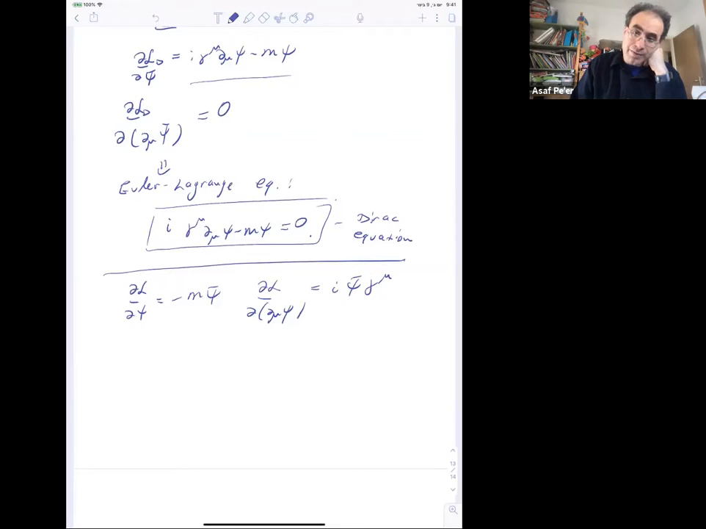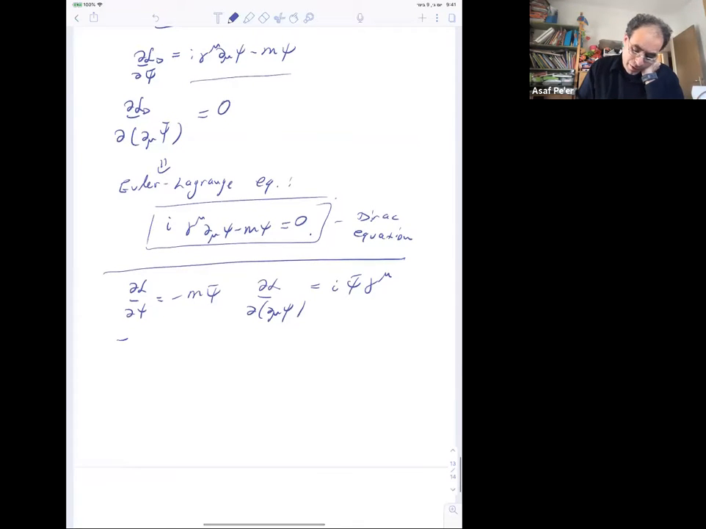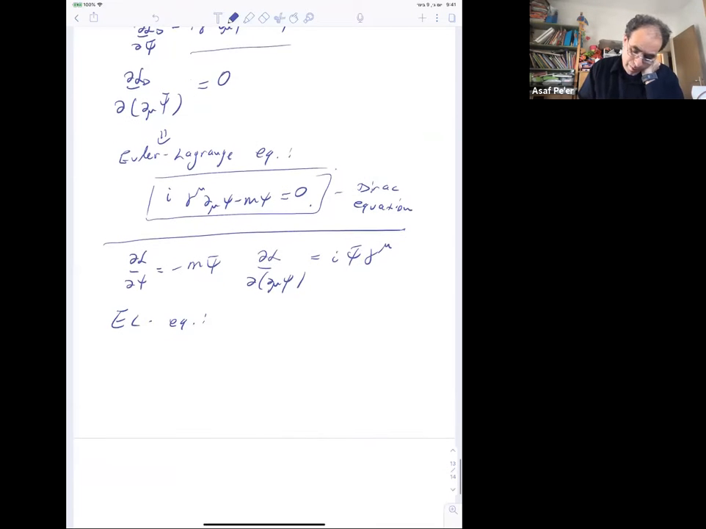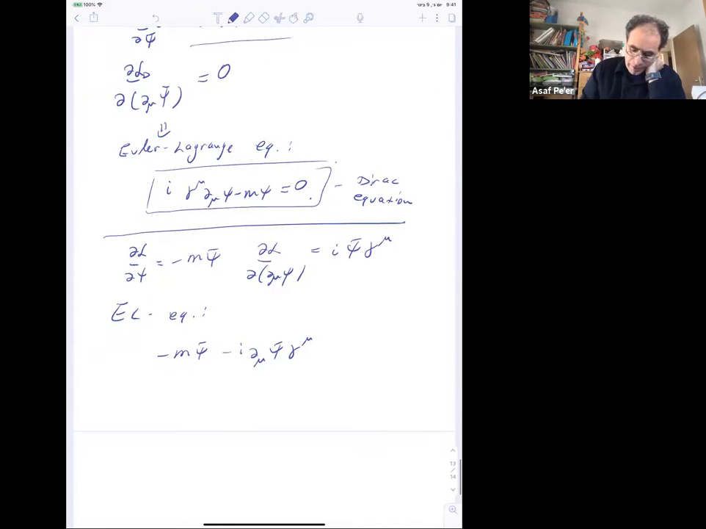The order does matter because they do not necessarily commute, which means that the Euler-Lagrange equation will simply be minus m psi bar minus i d mu psi bar gamma mu. Which, again, is a correct equation. And it really follows from the Dirac equation.